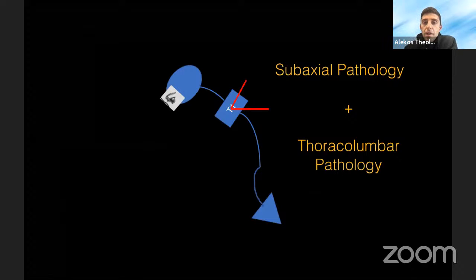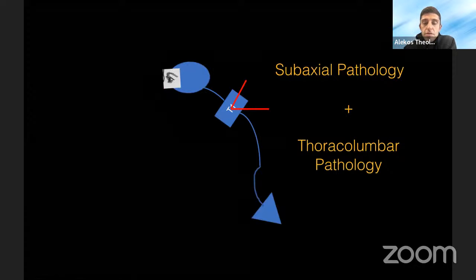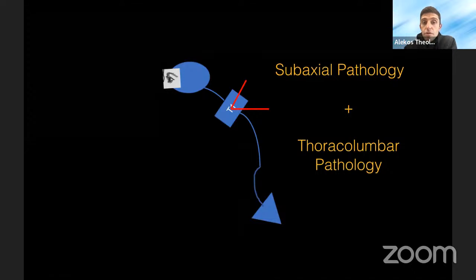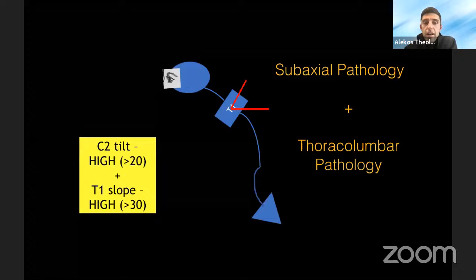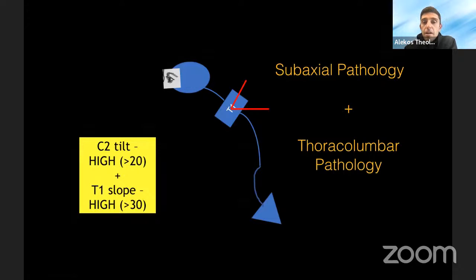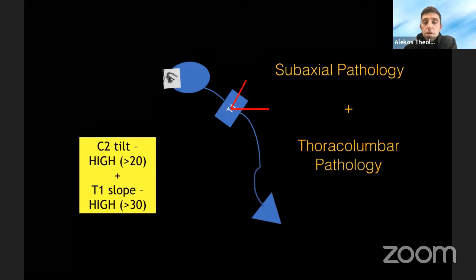When you have combined pathology in the subaxial spine as well as a thoracolumbar spine, you'll have a mix of the two. Again, here the main compensatory mechanism is through the upper cervical, so the axial spine, so it's going to be from OC to C1. That results in a high C2 tilt, and because of the thoracolumbar based pathology, you'll have a high T1 slope.